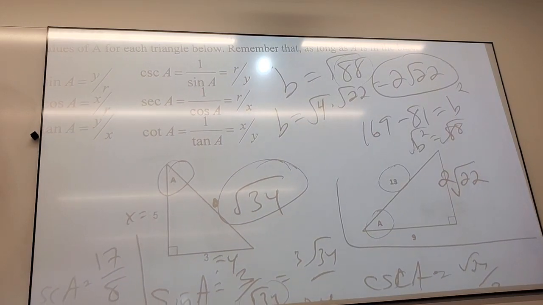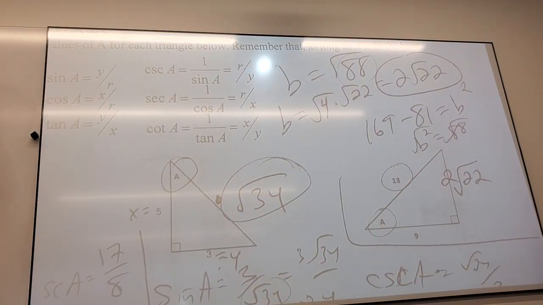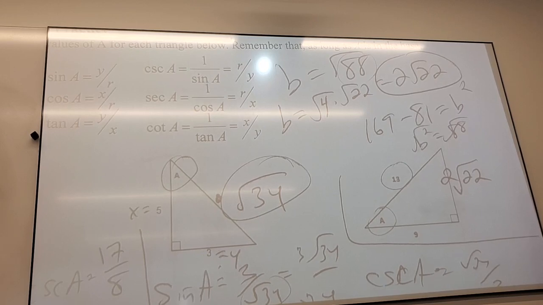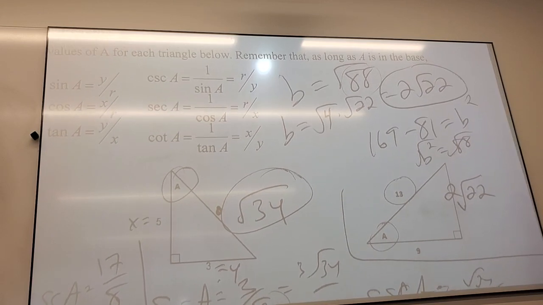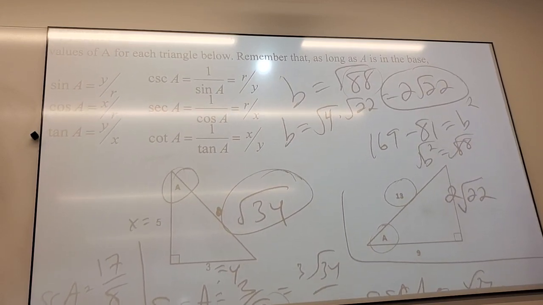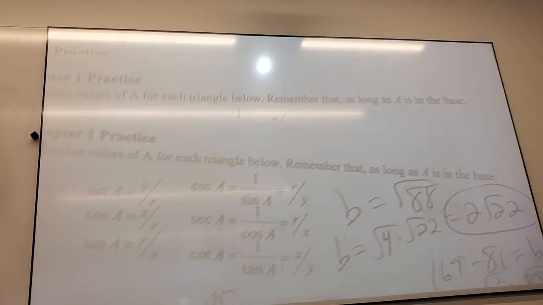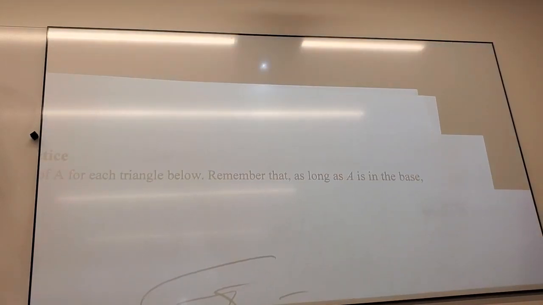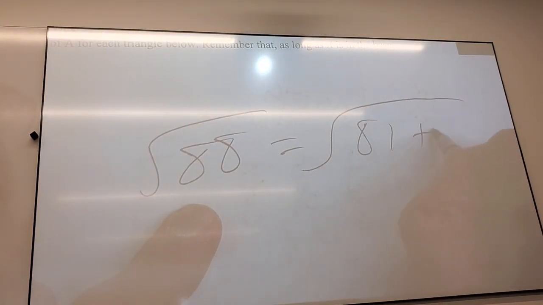Could you do 9 rad 7? 9 rad 7. How do you mean? Because you would have 81 times 7. For which part? Oh, I see what you did. All right, so let's be careful. Square root of 88, I agree, is the square root of 81 plus 7, correct?